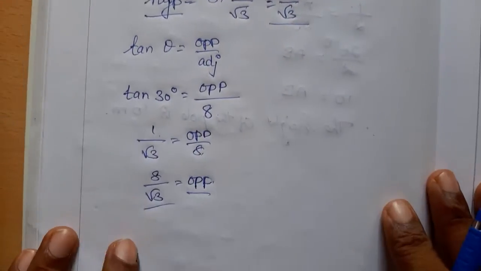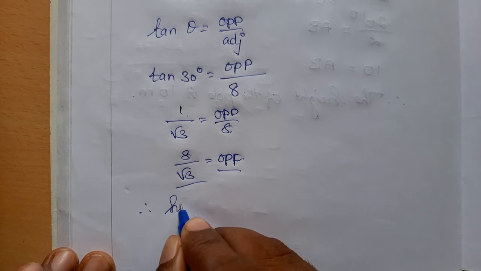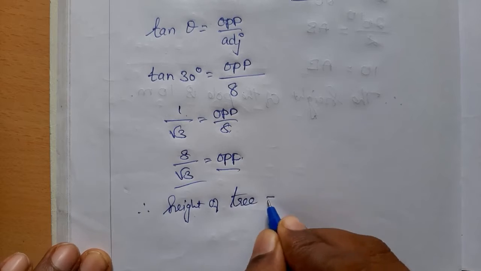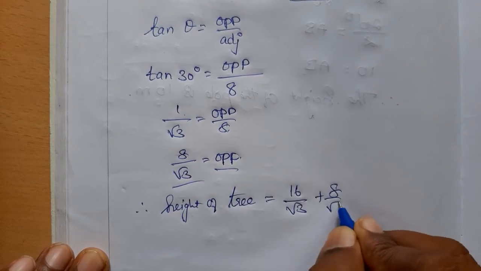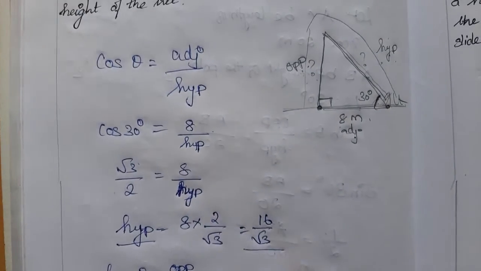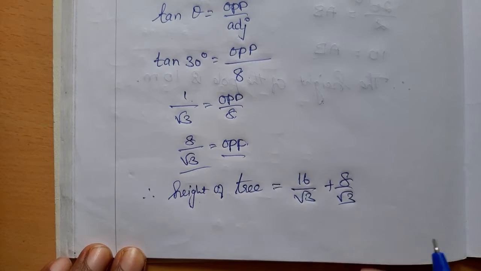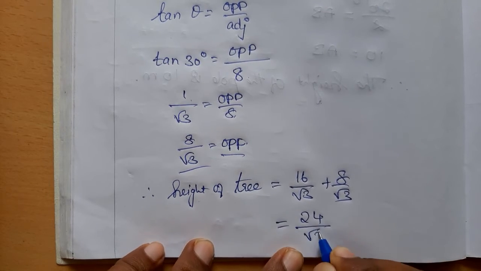So the height of the tree is equal to 16 by square root of 3 plus 8 by square root of 3, right? The broken part is 16 by square root of 3 and the part which is left is 8 by square root of 3. So if we add, we will get 24 by square root of 3.